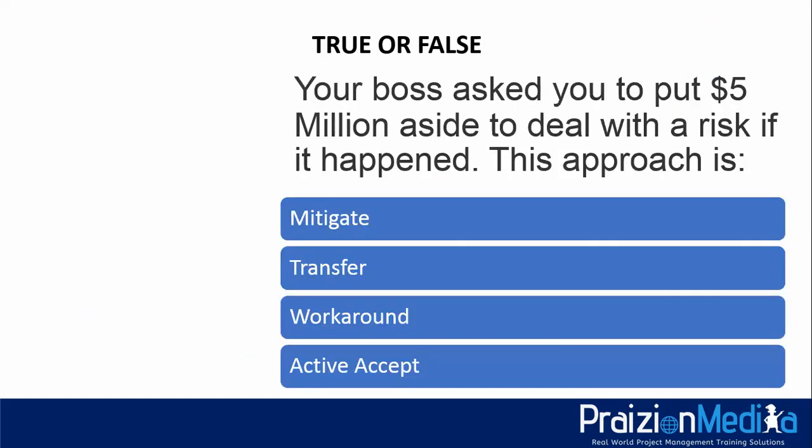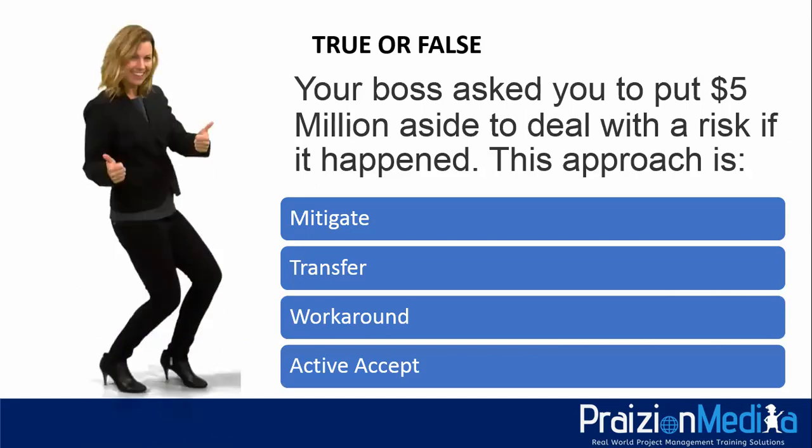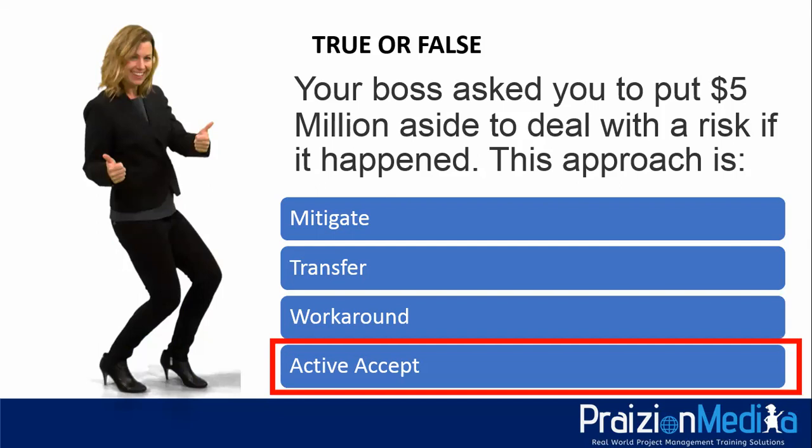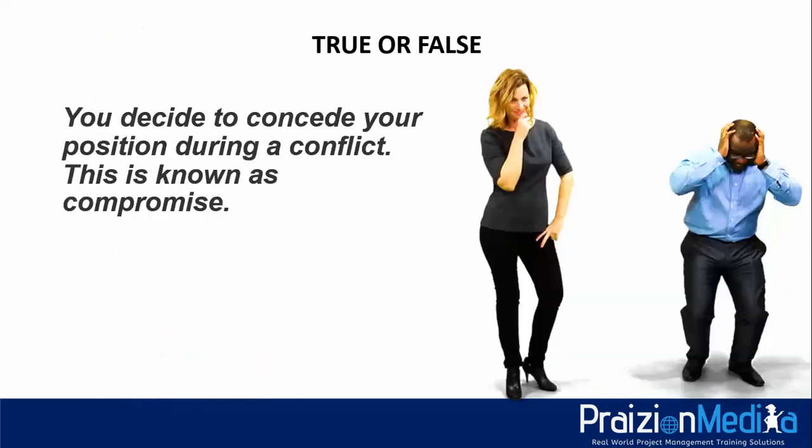Next question. Your boss asks you to put $5 million aside to deal with a risk if it happened. This approach is what? 3, 2, 1. This is active accept. Active acceptance means you are putting aside some sort of contingency to deal with the risk if it happens. Next question. You decide to concede your position during a conflict. This is known as compromise.